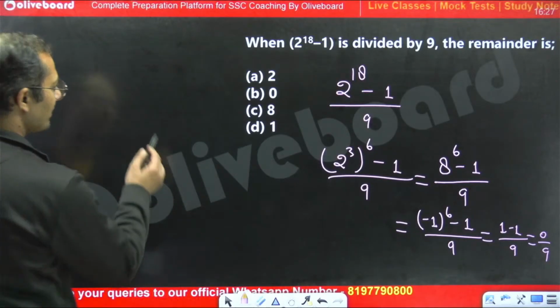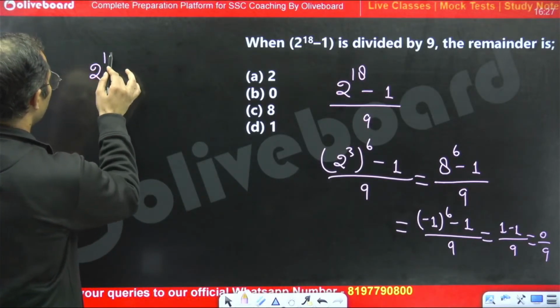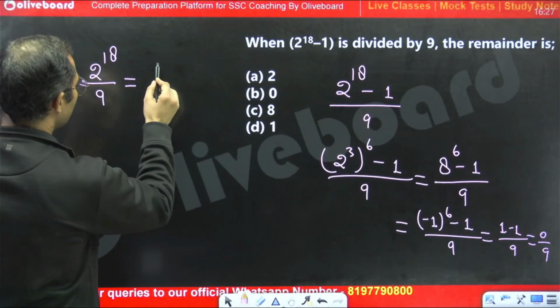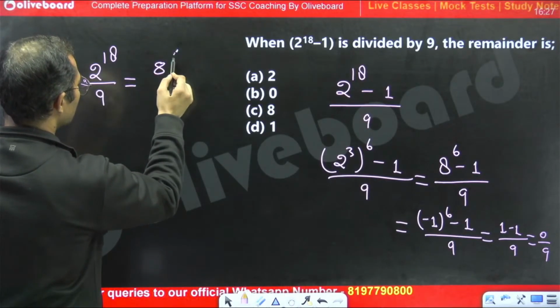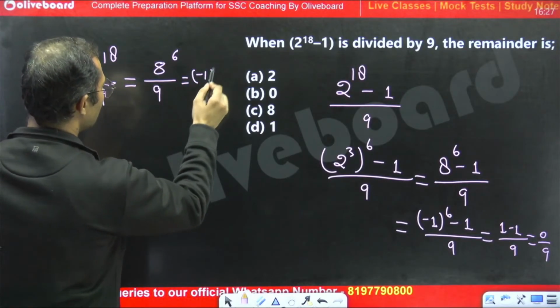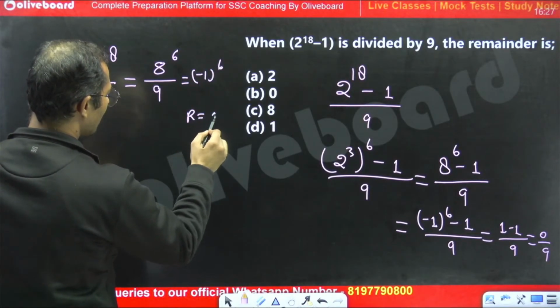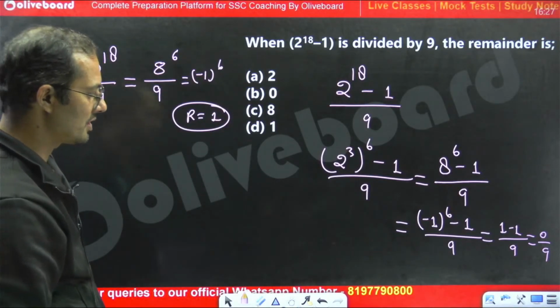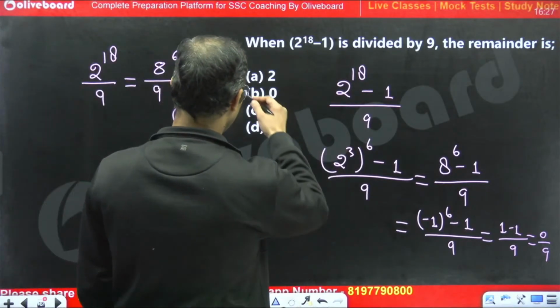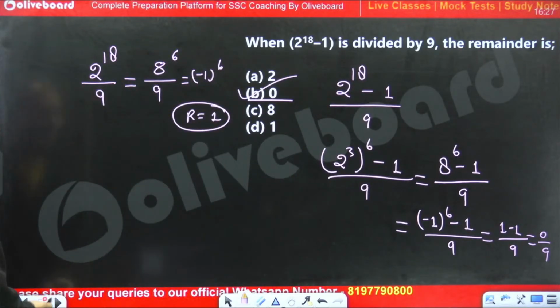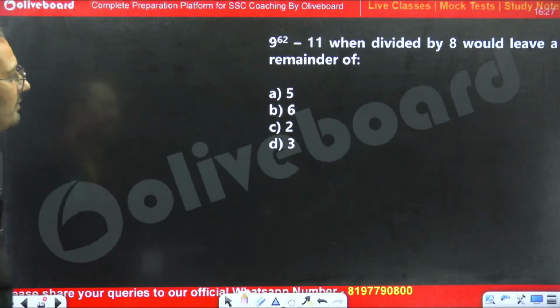See, I am just saying that 2 to the power 18 divided by 9, so I can write it as 2 to the power 3, 8 to the power 6 divided by 9. So the remainder is what here? Minus 1 to the power 6. So the remainder is 1 and minus 1, okay? So 1 minus 1 will become 0, yes? So simply we can say that the remainder is equal to 0. Very good question. B part is the right answer, okay? So the remainder is 0. Now tell me the answer of this question.